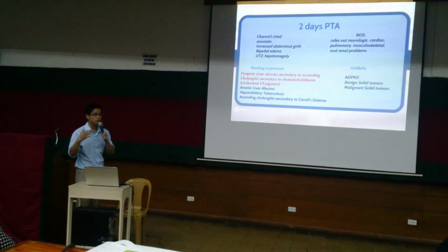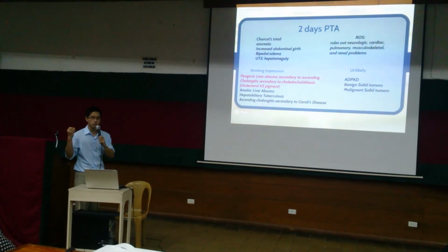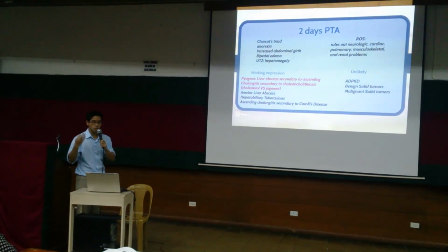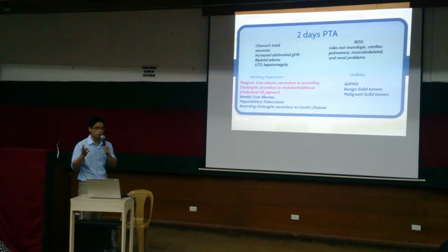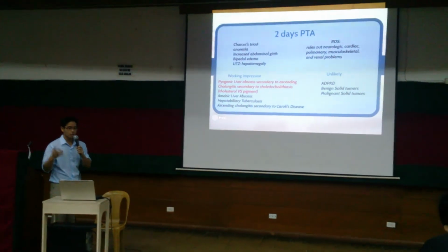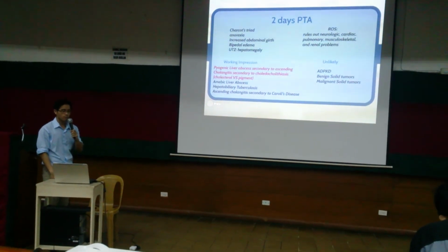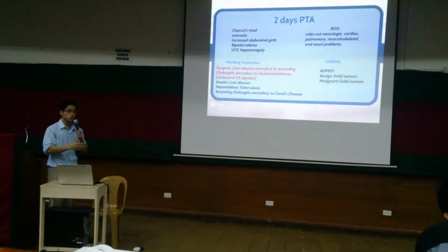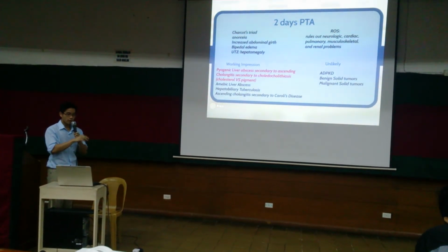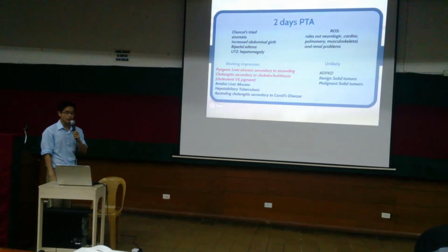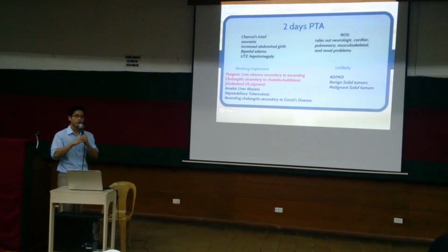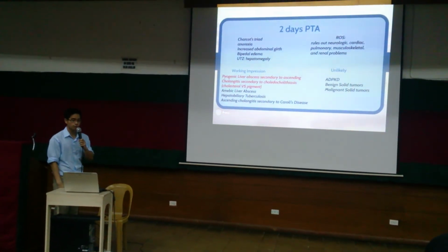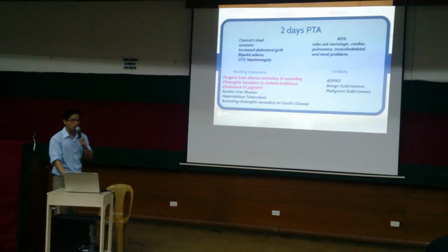So basically, the review of systems rules out a lot of things. That includes neurologic, cardiac, pulmonary, musculoskeletal, and renal problems. From this point of view, we can more or less rule out ADPKD, benign solid tumors, and malignant solid tumors. So my primary working impression at this time is pyogenic liver abscess secondary to ascending cholangitis, secondary to choledocholithiasis, whether it may be a cholesterol or a pigment stone. Other differential diagnoses are as follows.